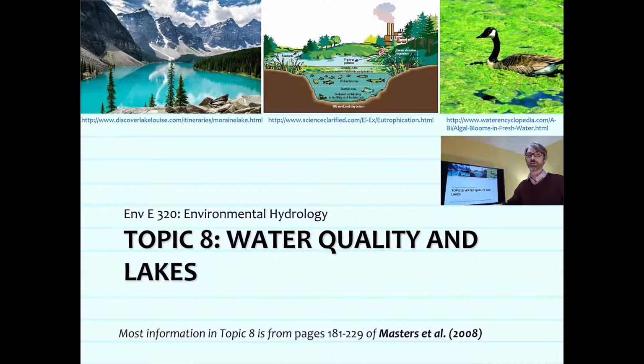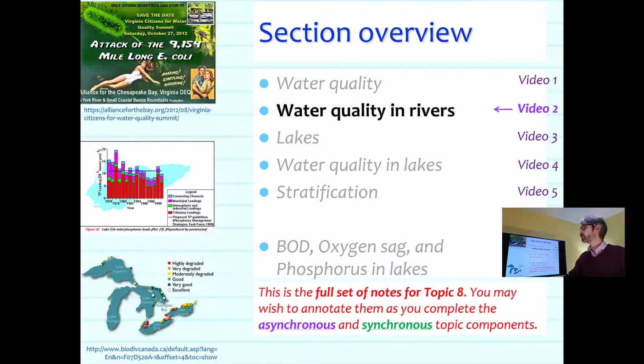This is video 2 of topic 8 on water quality and lakes. Here we're going to talk about water quality in rivers and specifically a model of water quality.